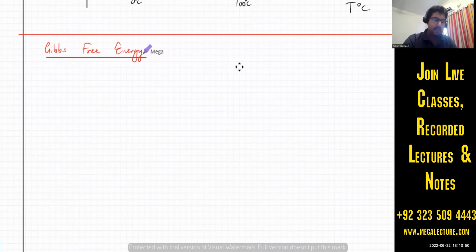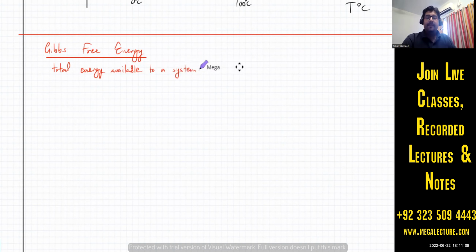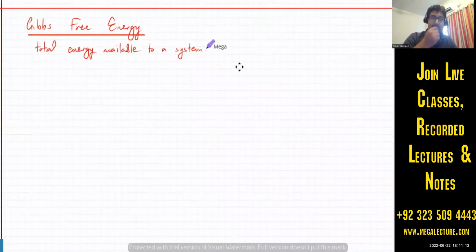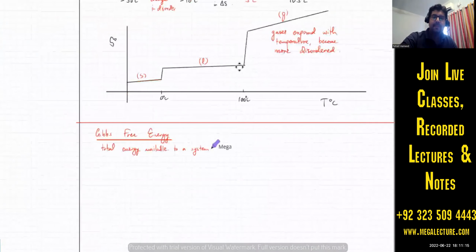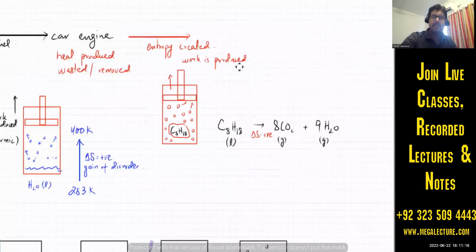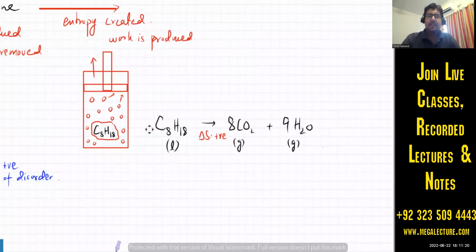So now what's the Gibbs free energy? It's the total energy available to a system for useful work. So that's the total available energy. That's Gibbs free energy. So what is the total available energy? So coming back to this, let's take the octane example. I was burning petrol, right? How does a system produce work or produce energy? It produces it in two ways.